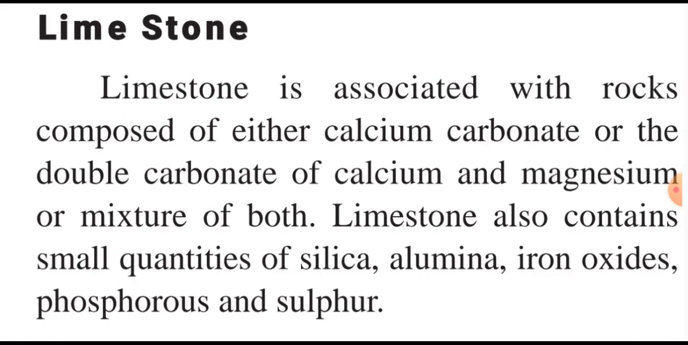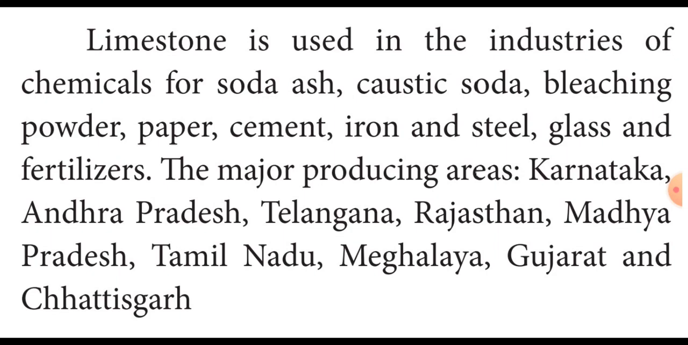Next is limestone, one of the important non-metallic minerals. It mostly contains calcium carbonate and manganese, and small quantities of silica, aluminium, iron oxide, phosphorus, and sulfur. Mostly the chemical industries use this limestone. The leading limestone producing state is Karnataka.